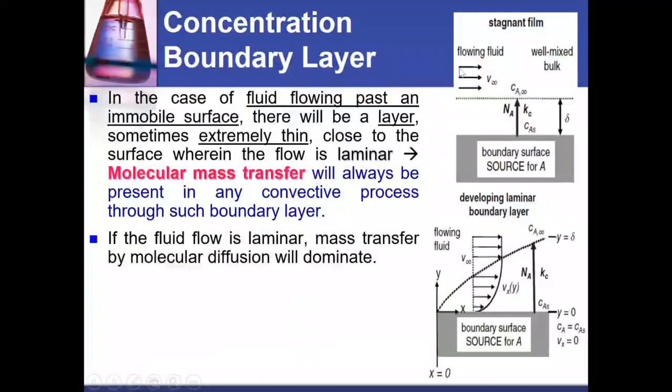If the fluid flow above the boundary layer is laminar, then we expect that the thickness of this layer will be quite significant compared to if the fluid is not laminar. So the layer here will increase depending on the flow. And if the flow is laminar, you expect that you will have molecular diffusion dominating.